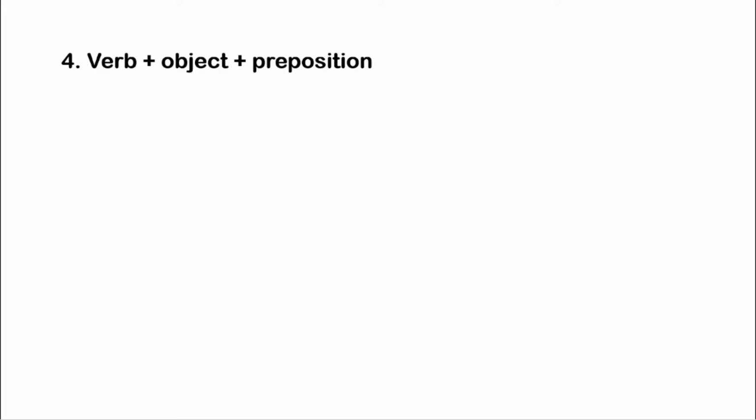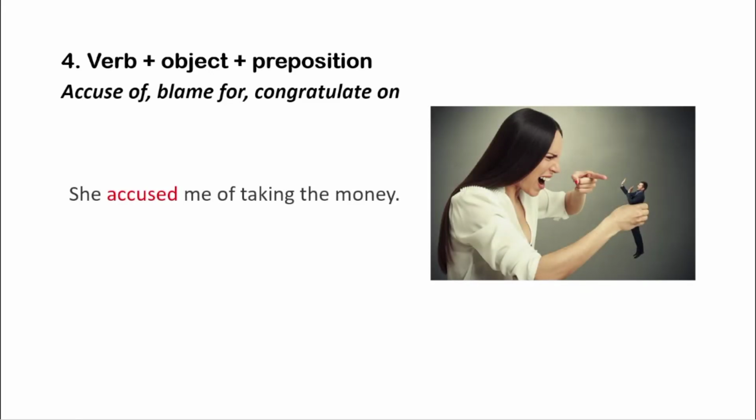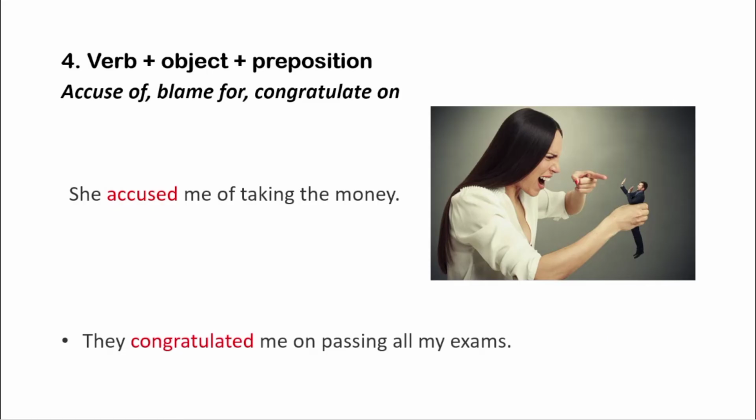The fourth pattern, verb plus object plus preposition: accuse of, blame for, congratulate on. So here we have, she accused me of taking the money. So we have the verb accuse plus object me, and then preposition. After the preposition we have a gerund, yeah? She accused me of taking the money. They congratulated me on passing all my exams. Yeah, the same: verb, object, preposition on, plus gerund.